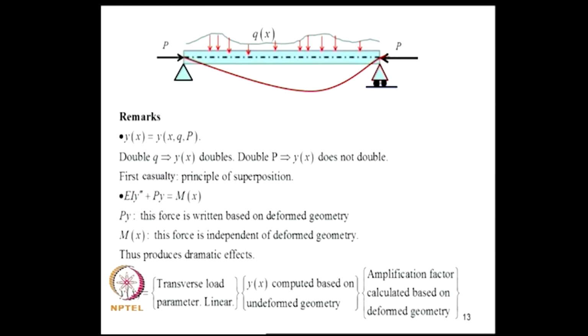So a generic form of the response will be a product of three terms: transverse load parameter, which will be linear in this, suppose q of x is q naught, this can be q naught. Then y of x computed based on undeformed geometry, that means in absence of P, whatever response we got. Then there is an amplification factor calculated based on deformed geometry. So this will be the structure of the solution and we are interested in the behavior of this amplification factor. If this becomes very large, then we will be worried in designs.